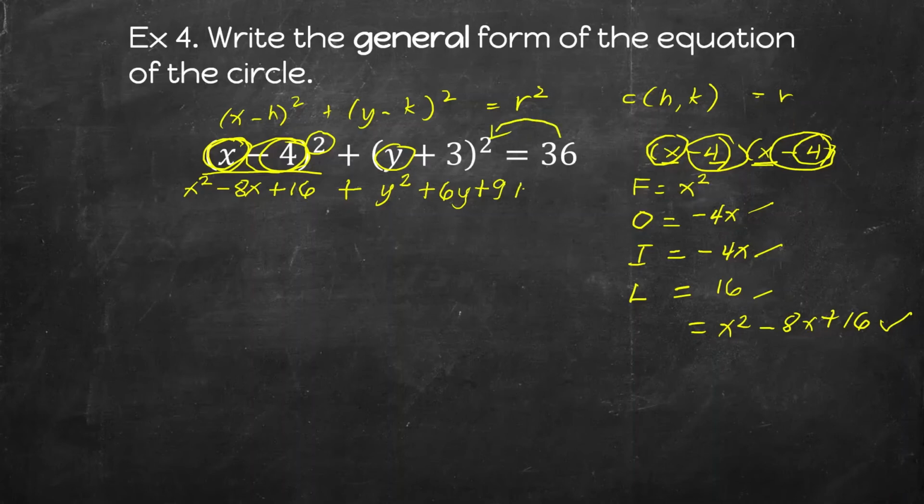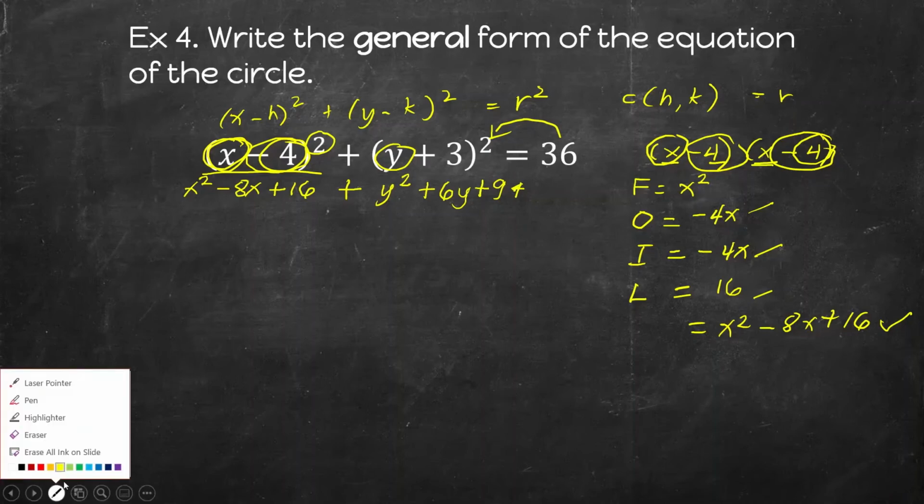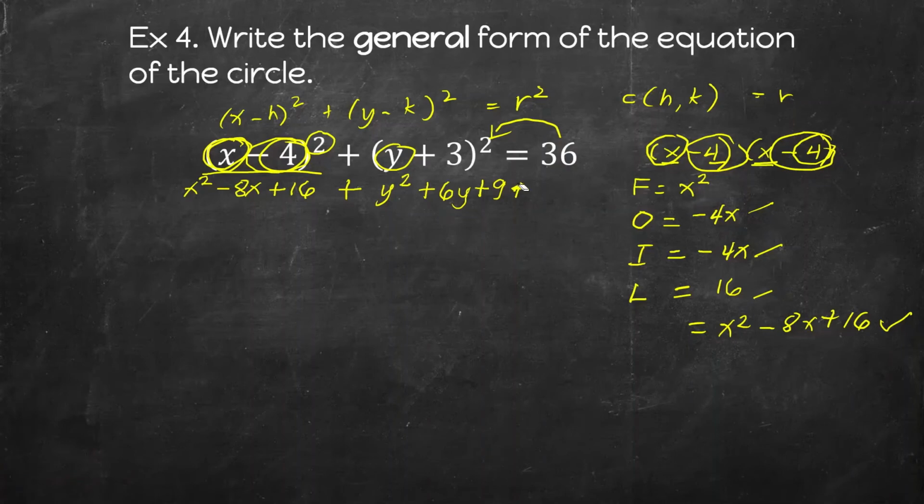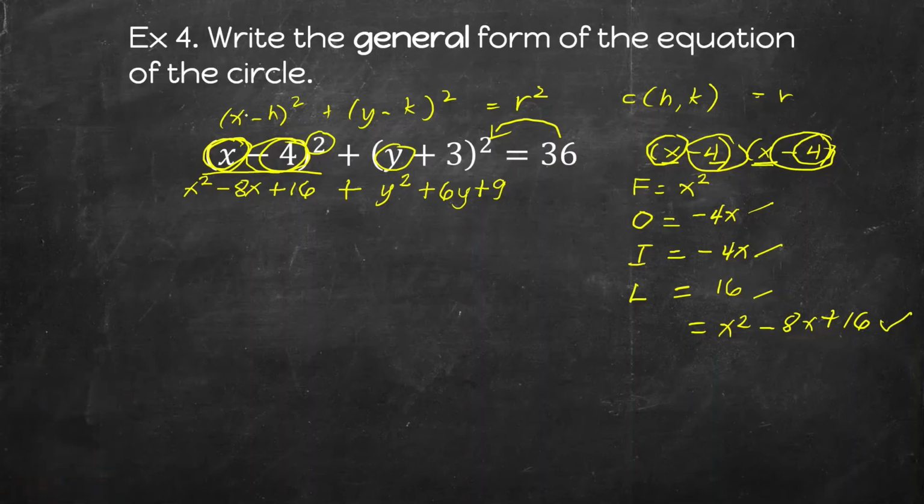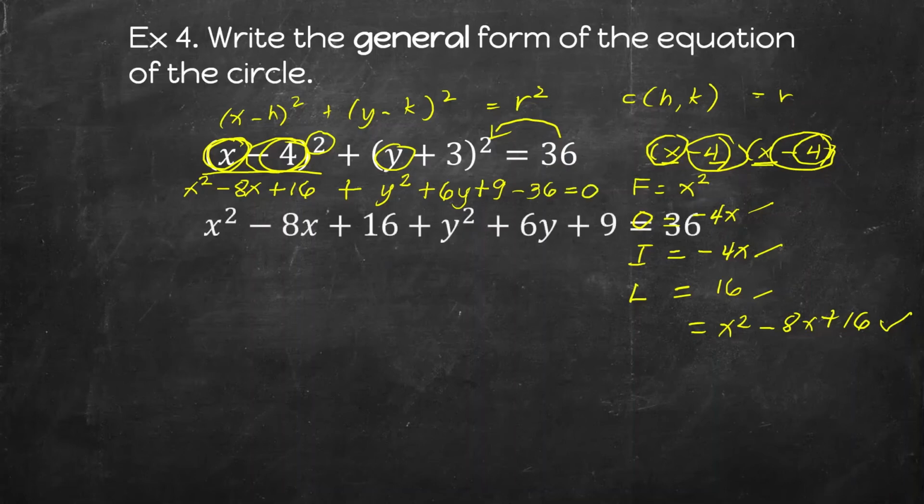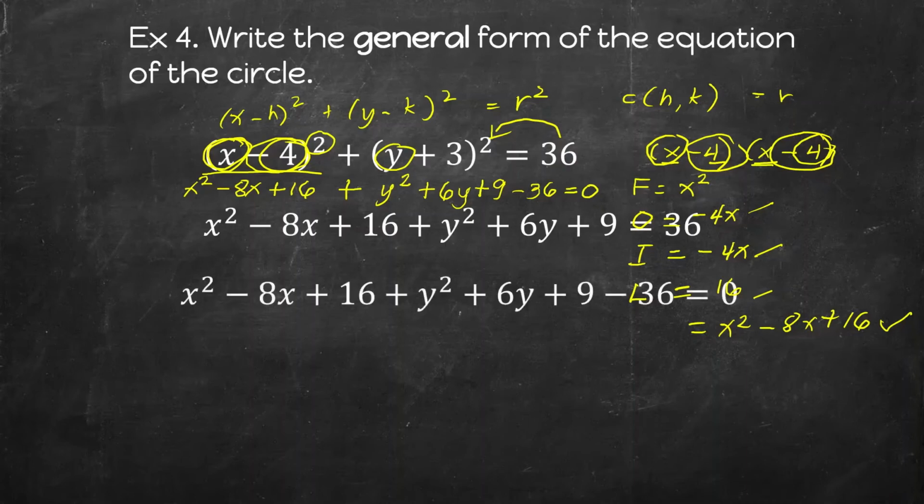So, plus, it will become, erase natin. Ayan. It will become minus 36 equals 0. Ayan. So, ito na siya. Ito na. Hindi pa niya inilipat kanina. So, x squared minus 8x plus 16 plus y squared plus 6y plus 9 equals 36. Nilipat lang si 36. So, ito na siya.